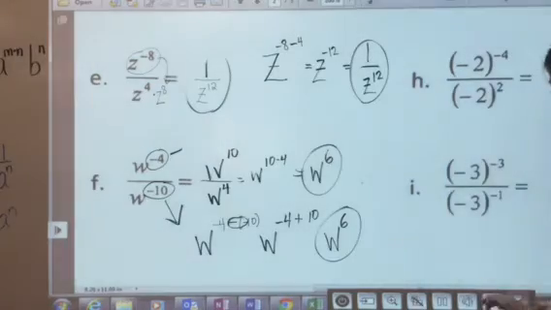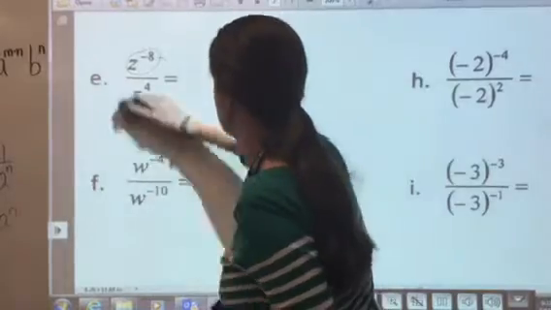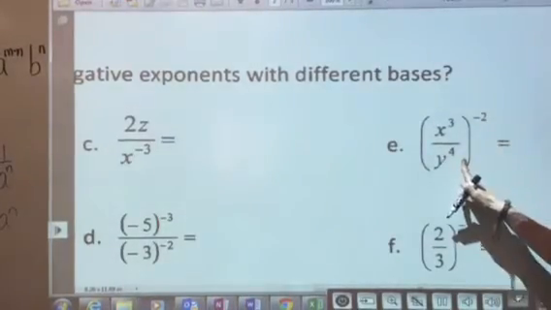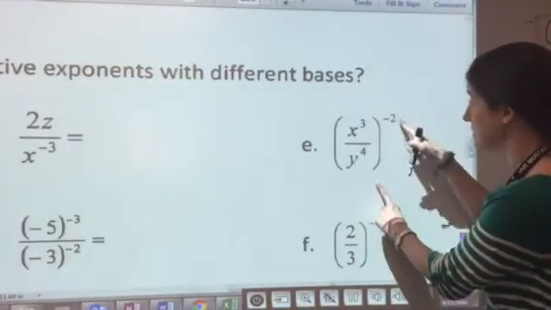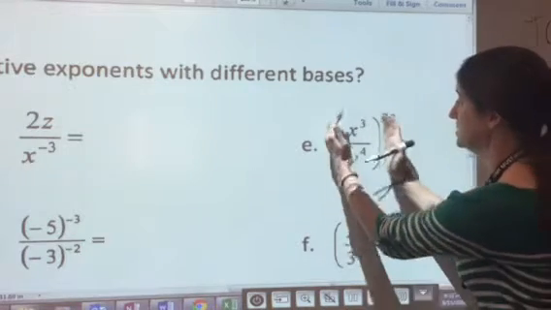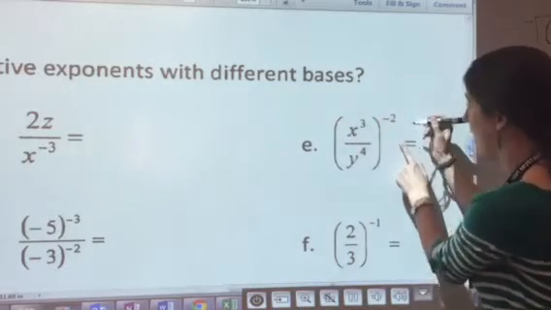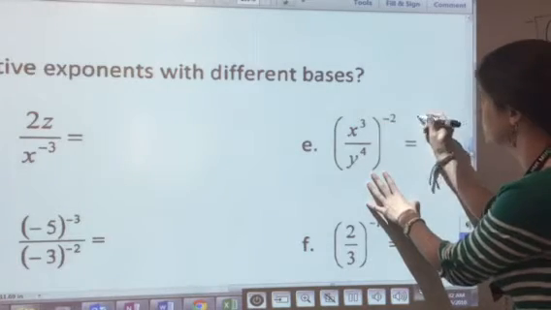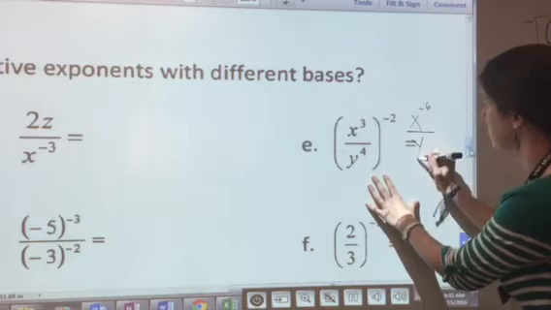Awesome. We're also going to do on page 21, we're going to go to problem E on this second section. So right here. Just wanted to show you a quick property. Since we know that this negative 2 applies to both the numerator and the denominator, since it's in parentheses, it's all in those parentheses with the negative 2 out. We have two options again. We can go ahead and say power to a power. This gives me x to the negative 6 over y to the negative 8.